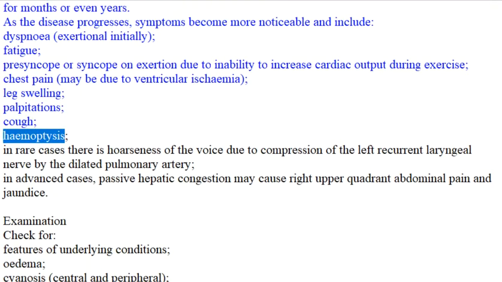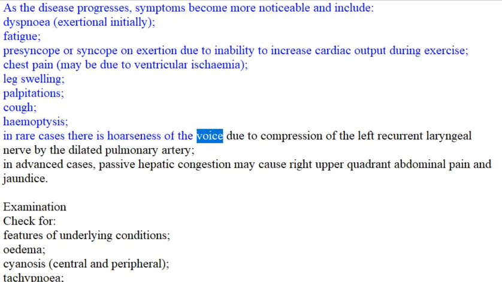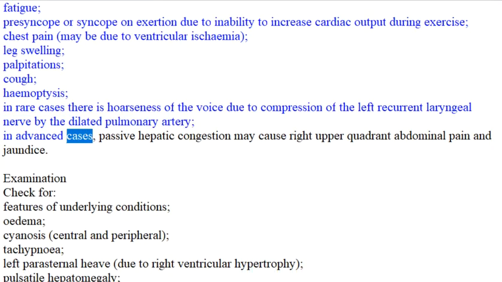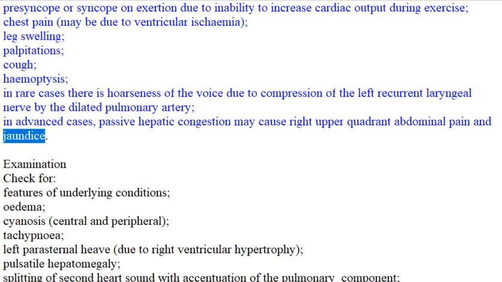hemoptysis. In rare cases there is hoarseness of the voice due to compression of the left recurrent laryngeal nerve by the dilated pulmonary artery. In advanced cases, passive hepatic congestion may cause right upper quadrant abdominal pain and jaundice.